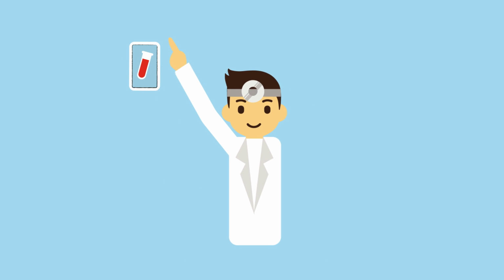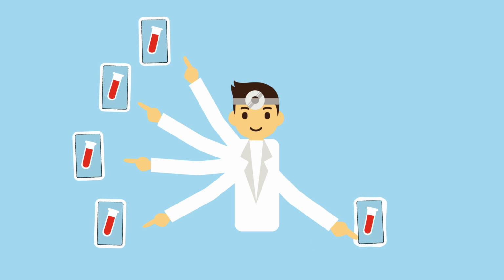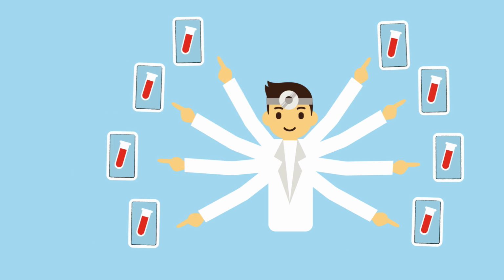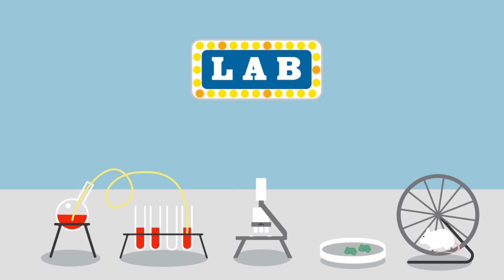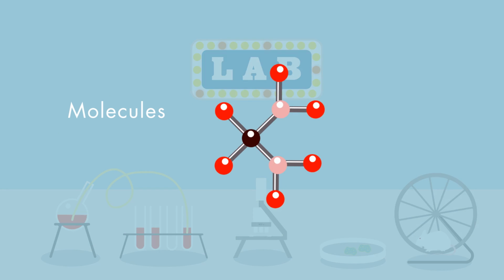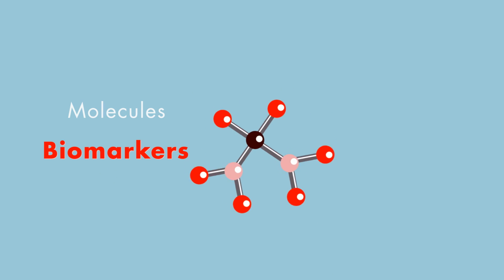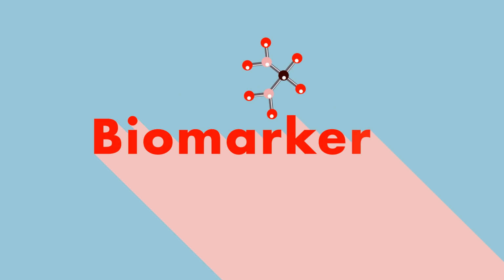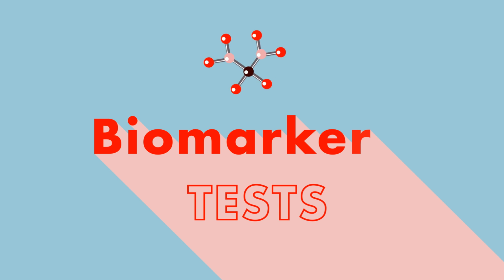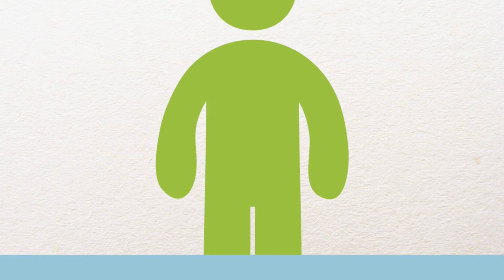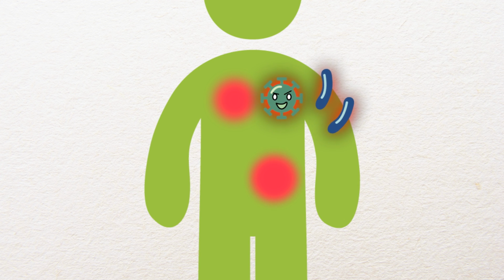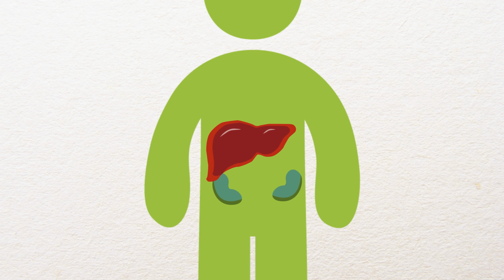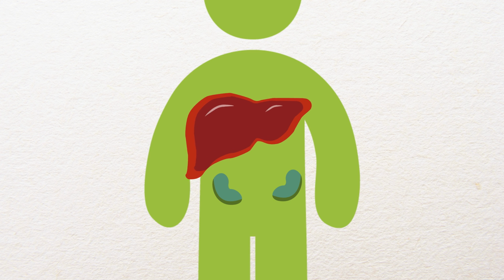We are going to talk about blood tests because these are the ones most widely used by doctors. Blood samples are sent to a laboratory for testing, and they look at the levels of certain molecules, called biomarkers. For this reason, you may hear these tests referred to as biomarker tests. These tests can be used to assess your general health, check if you have an infection, check how well organs, such as your liver or kidneys, are working.